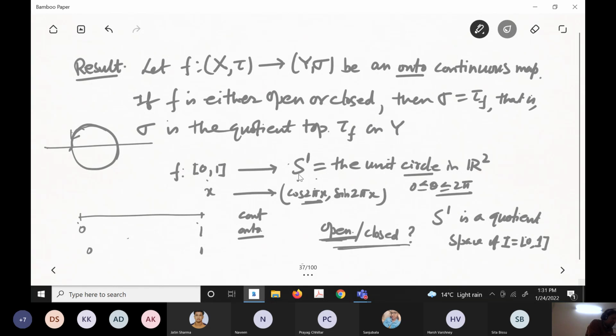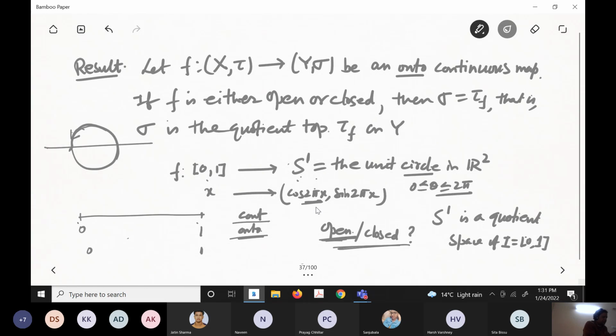Essentially they are the same, except at this point the 0 and 1 are being identified here. So that quotient space we also get by identifying some points. Here is an example where I am getting S1, the unit circle, as a quotient space of this. You should convince yourself why it is a quotient space: it is continuous and onto. If it is either open or closed, then it will be a quotient map, or else you can prove it directly that you are getting the quotient topology.